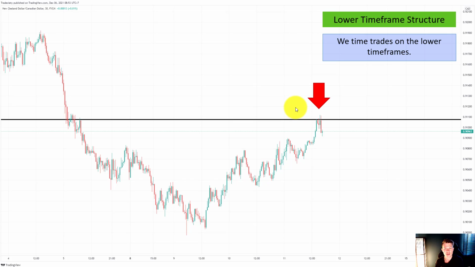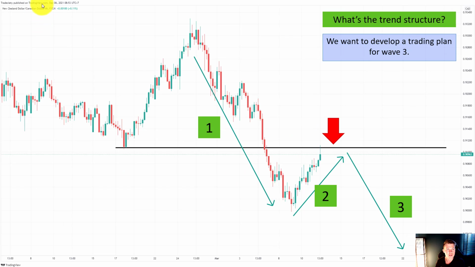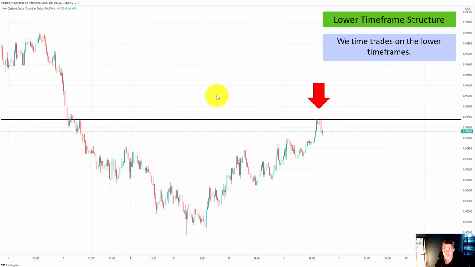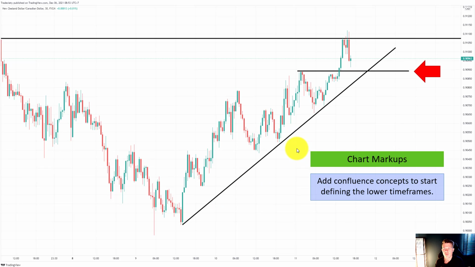So now we're going to take a look at the lower time frame, whereas previously this is the 4-hour time frame, as you can see here in the top left. Now we are looking at the 30-minute, and on the 30-minute we want to understand the trend structure. We want to look for areas of confluence and develop our trading plans. So when we zoom in, we can make our first chart markups. We can see that we can very nicely apply a trend line here. We have 1, 2, 3, 4 touch points on the trend line, which makes this a very valid trend line. A trend line is kind of subjective, or at least it's more subjective than a horizontal support resistance level.